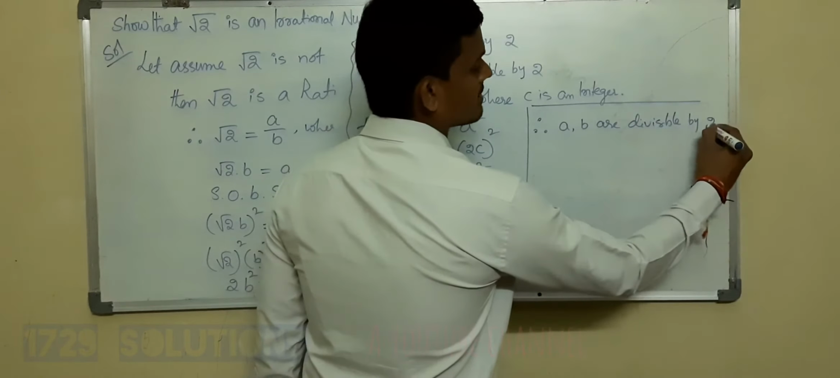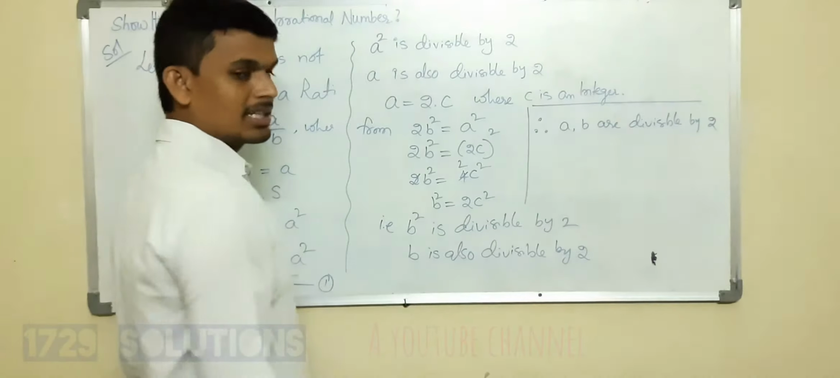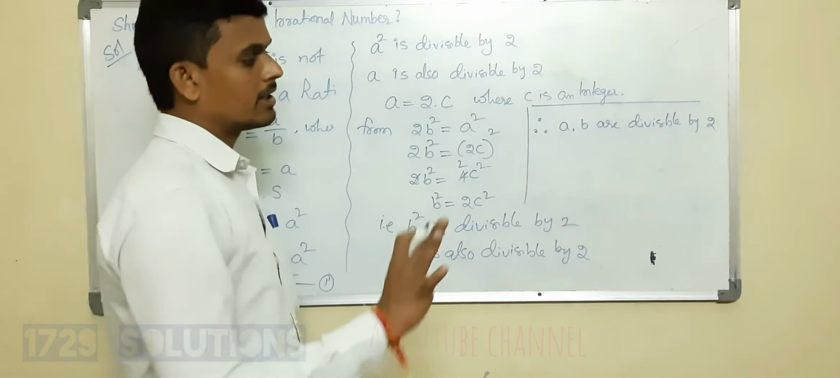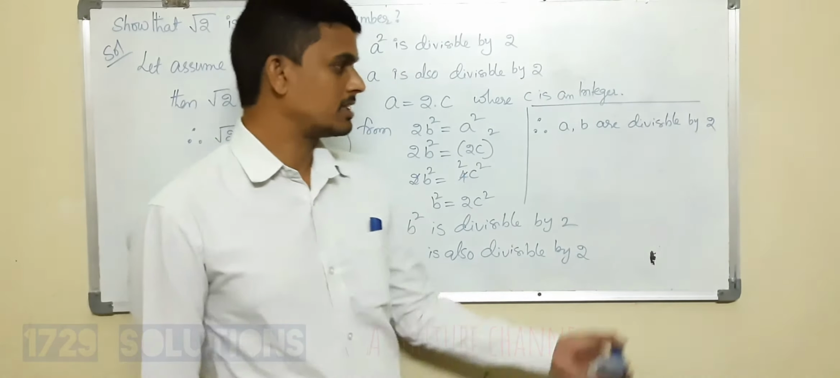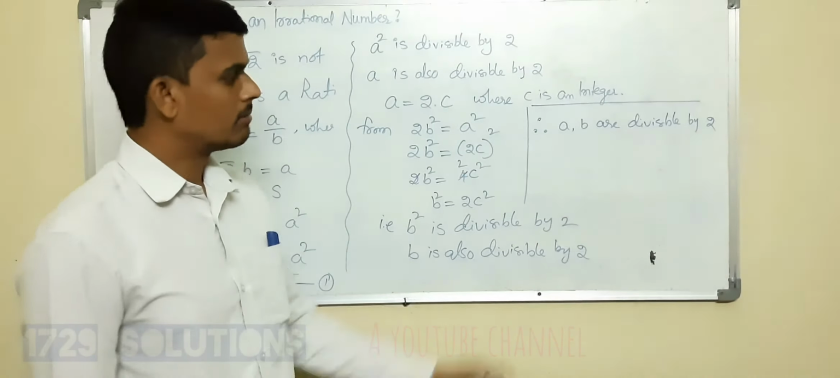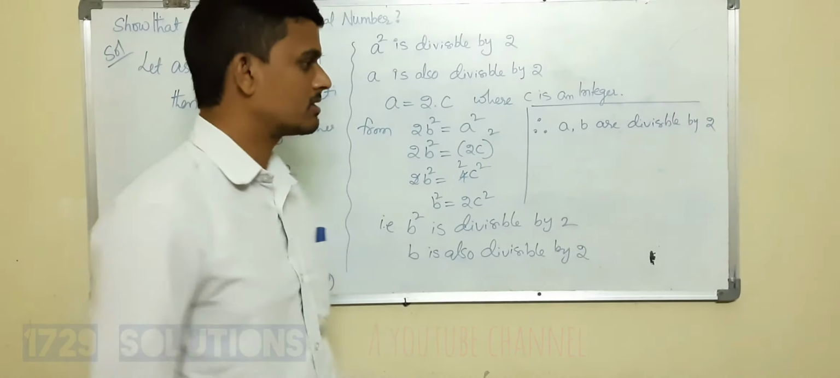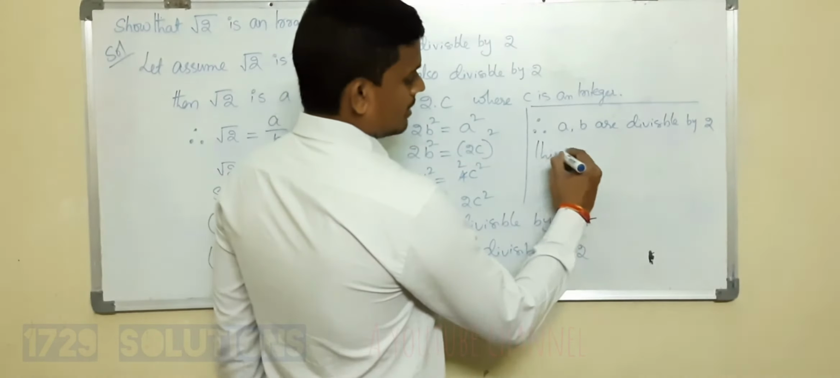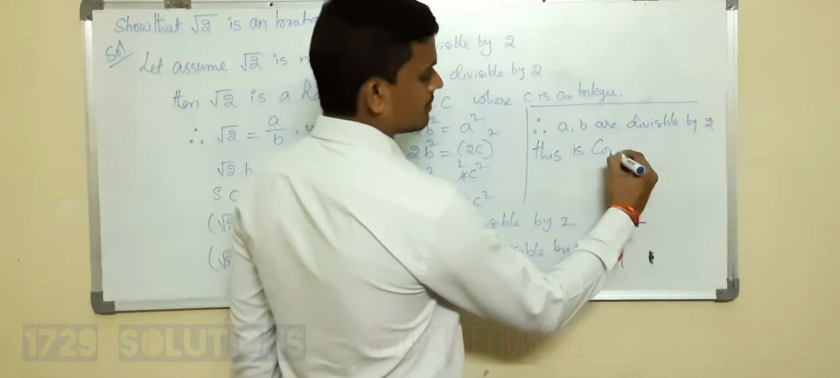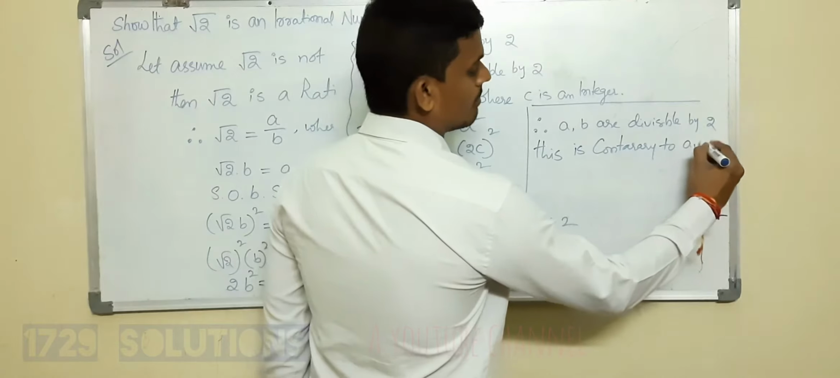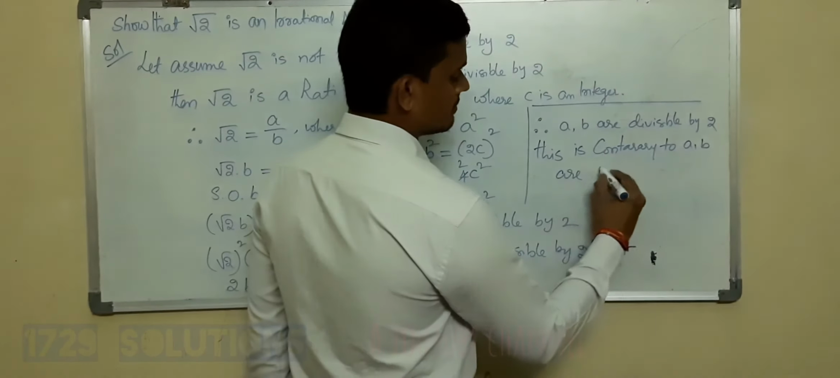This is a contradiction. Why? a and b are co-primes. Co-primes are never divisible by any other number except 1, so the HCF of co-primes should be 1. But here a and b are divisible by 2. That's why the HCF of a, b is 2. This is a contradiction to a, b being co-primes.